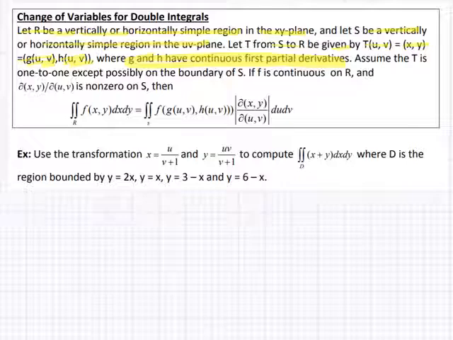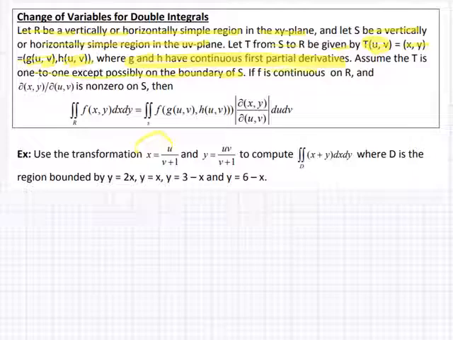So assume that T is 1-to-1 except possibly on the boundary of S. So that means T is this function that's taking us from x and y to u and v. It's 1-to-1 in that you can go back and forth. You can go from x and y to u and v, but you can also go from u and v back to x and y. So the 1-to-1 means you can go back and forth.